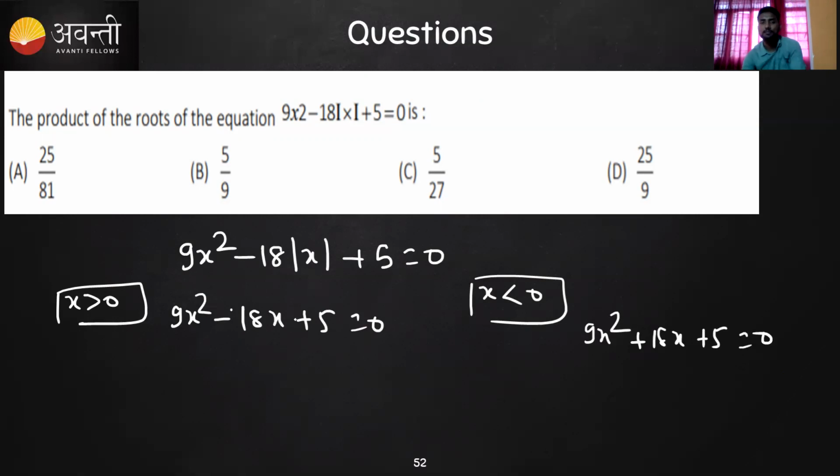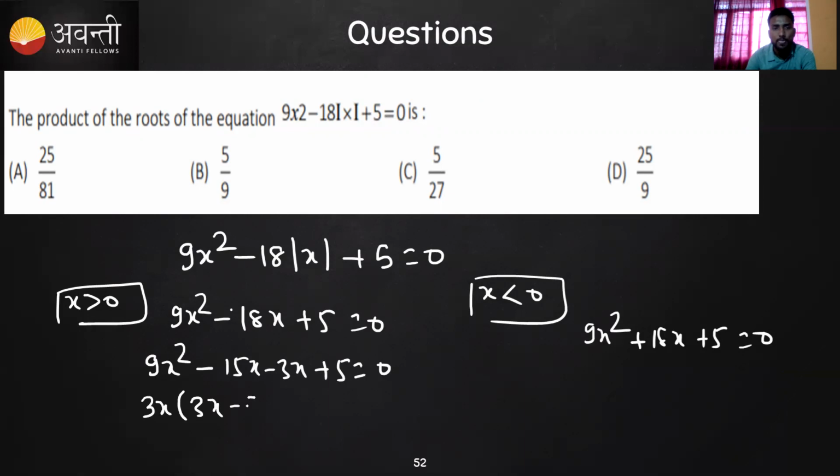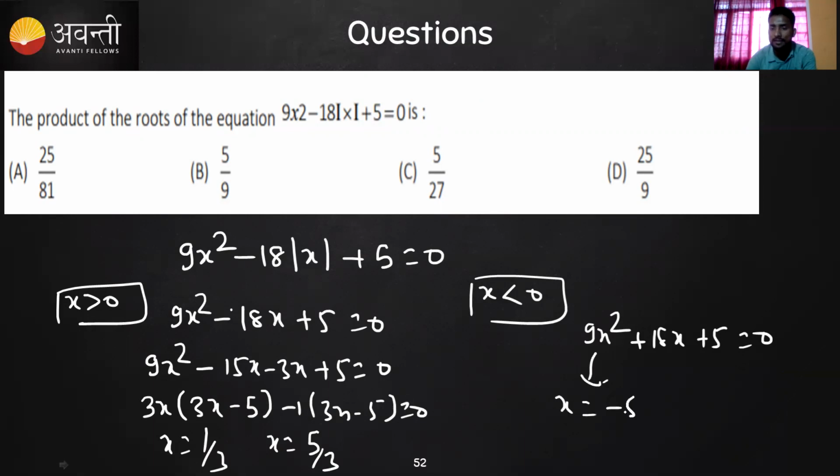Just try to find this: 9x square minus 15x minus 3x plus 5 is equal to 0. From here, what will we get? Like this. So from here, x is equal to 1 by 3 and x is equal to 5 by 3. For the other case, you will get x is equal to minus 5 by 3 and x is equal to minus 1 by 3. Then you will get four roots: 1 by 3, minus 1 by 3, 5 by 3 and minus 5 by 3.